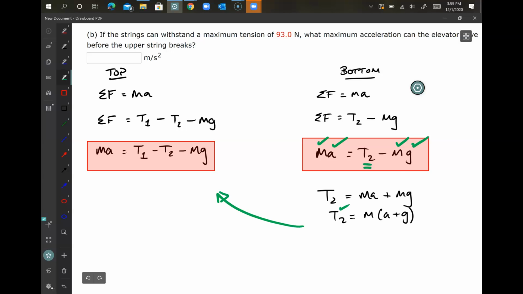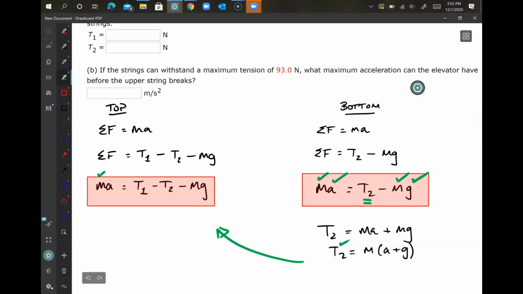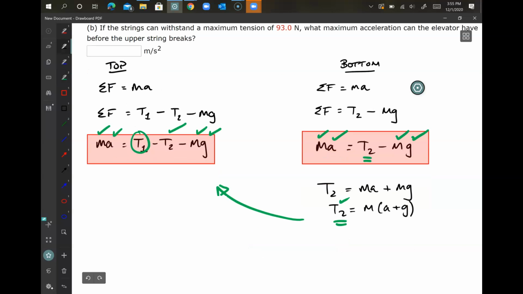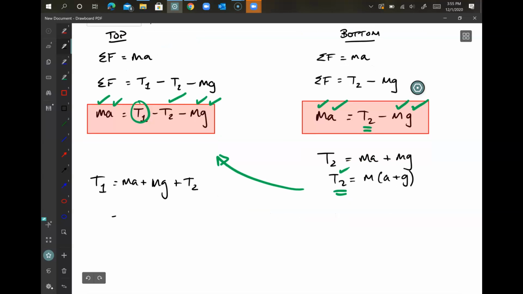Go over to the first equation, and I'll do the same thing. Mass I know, acceleration I know. T1 is what I'm trying to solve for. T2, do I know that? Yes, I do, because I just worked it out. I know m, I know g. There's only one unknown in that equation now too, so I can solve for T1. T1 equals ma plus mg plus T2. Simplify it slightly, m into a plus g plus T2. And there we go.